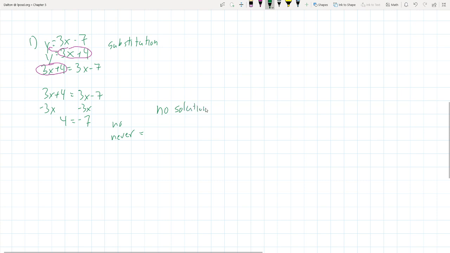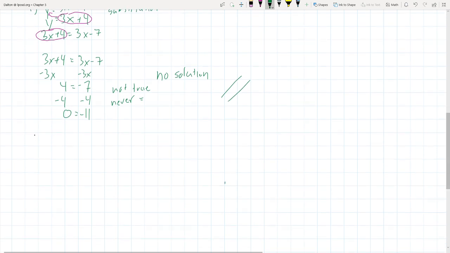And let's say, okay, you're still not quite convinced of this, and you're like, oh, but we need to subtract 4 from both sides. Okay, so we get 0 equals negative 11. Well, that's still not a true statement. So we have no solution. These wind up being parallel to each other. They're parallel. Okay.